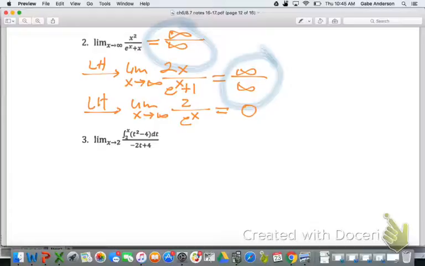So I want to encourage you guys to do something really quick. We can confirm this with a calculator. If you'll get your calculators out, please look at the original function, which is right here, x squared over e to the x plus x, and graph that and look at the right hand end behavior. See if it looks like it's getting closer and closer to the x-axis.